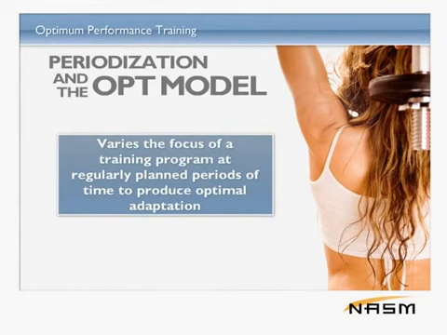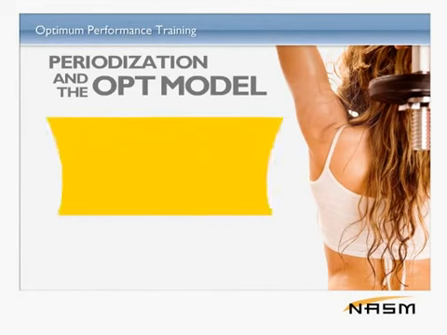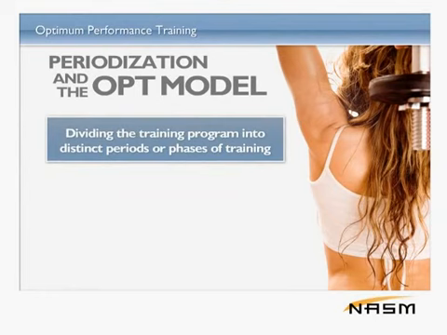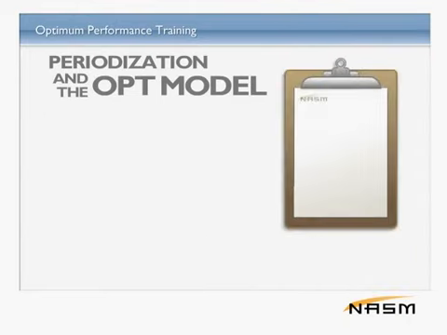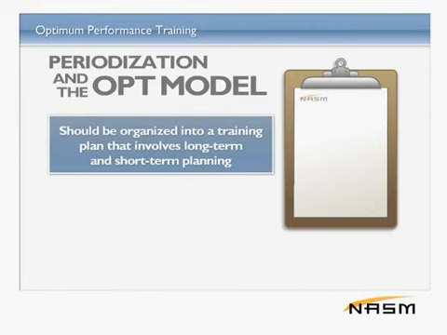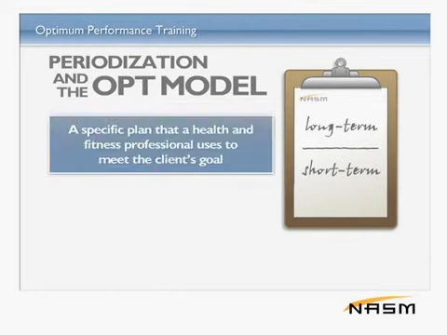It involves 2 primary objectives. 1, dividing the training program into distinct periods or phases of training, and 2, training different forms of strength in each period or phase to control the volume of training and to prevent injury. To accomplish these objectives, a client's training program should be organized into a training plan that involves long-term and short-term planning. A training plan is a specific plan that a health and fitness professional uses to meet the client's goal.